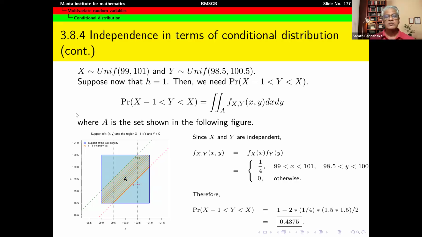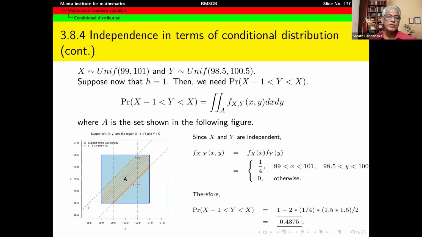Right. But what is this set A now? Set A has to satisfy this condition here. So that means y less than x and y greater than x minus 1. So in order to find out that sub-region, we will look at the y equal to x line and the y equal to x minus 1 line.